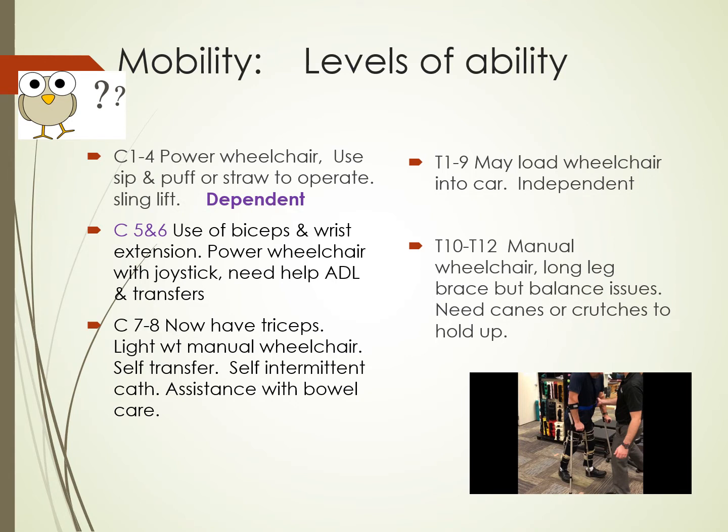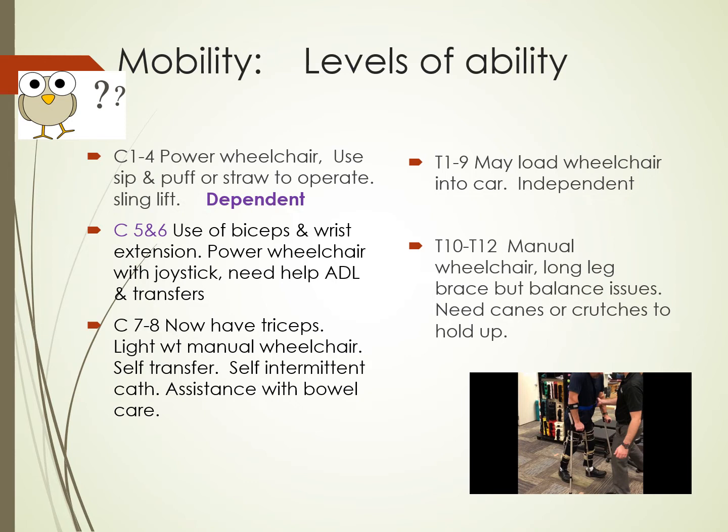Moving on with C7 and 8, they now have triceps. So they're actually able to use a lightweight manual wheelchair. They can usually self-transfer with a slide board. They can do intermittent catheterization, but many times they need help with bowel care.